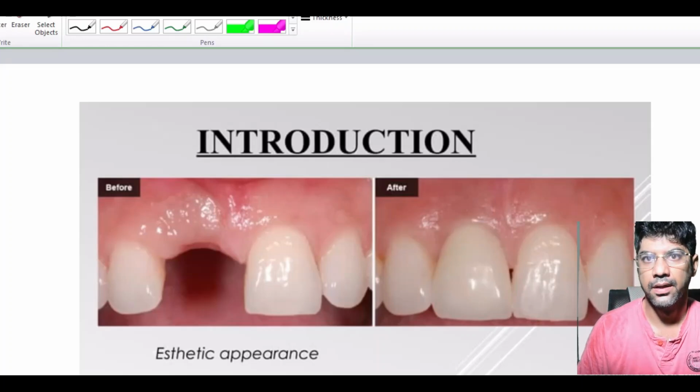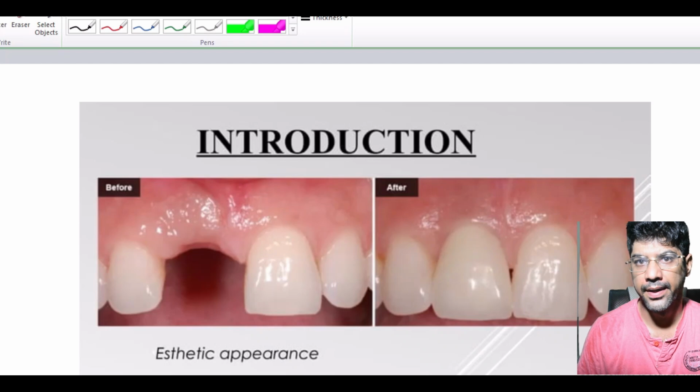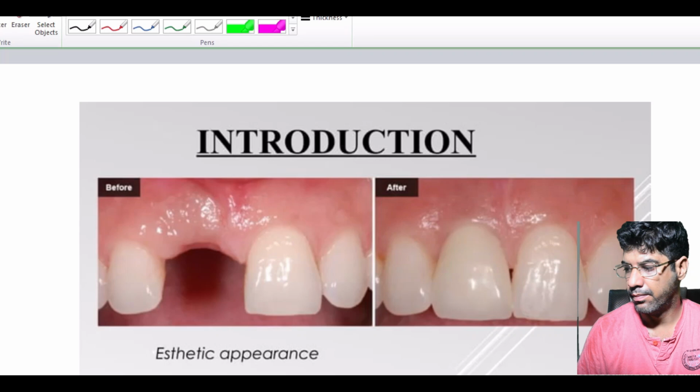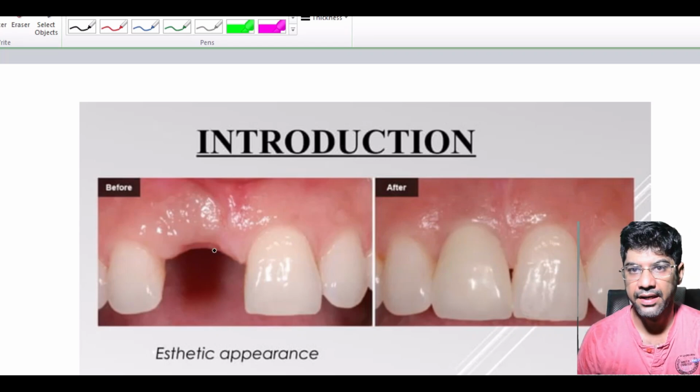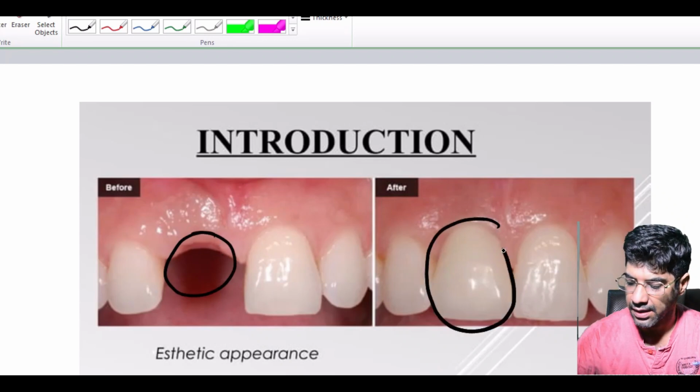So hello everyone. Today we are going to discuss the Pontics. So what is a Pontic? Remember, a Pontic can be defined as an artificial tooth on a fixed partial denture that replaces a missing tooth. So suppose this one is the missing tooth.